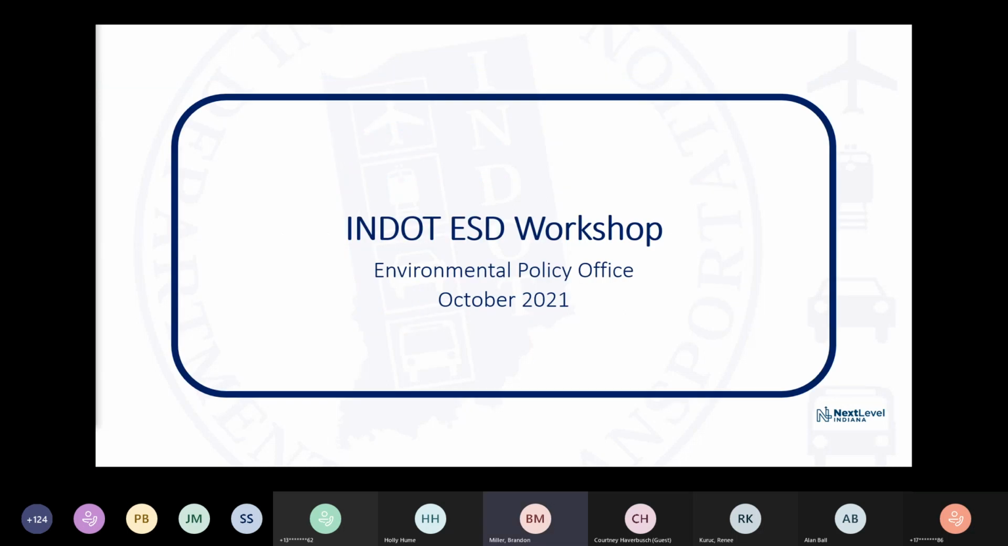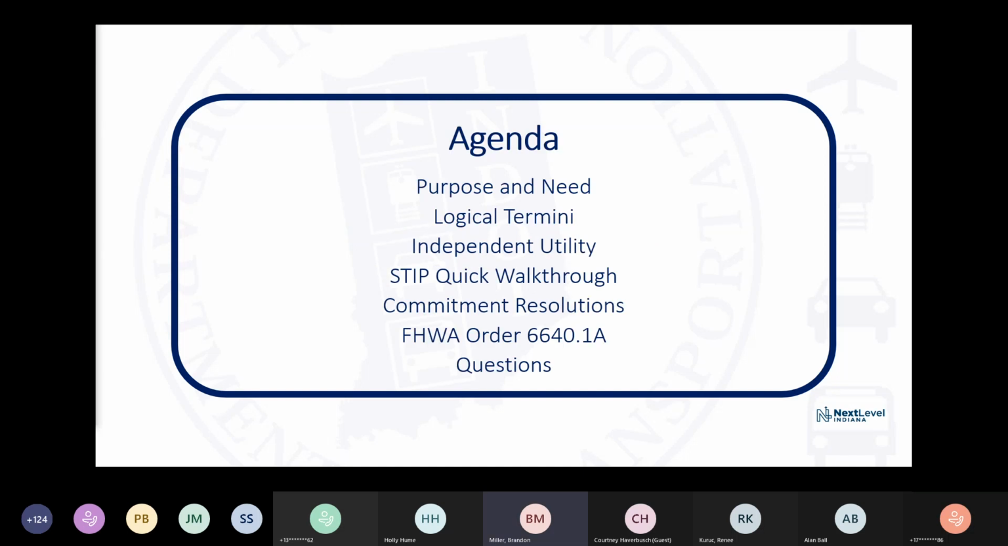So today it is for this INDOT ESD workshop, Environmental Policy Office. It's October. I can't believe it's October yet. Today's agenda, we'll be talking about purpose and need, logical termini, independent utility, a quick step walkthrough. We added a few items since we initially sent out the agenda. So we will also be talking about commitment resolutions and Federal Highway Order 6640.1A, because that's always fun. So just be aware that we did expand the agenda a little bit. It's mostly because they're pertinent topics to what's going on.